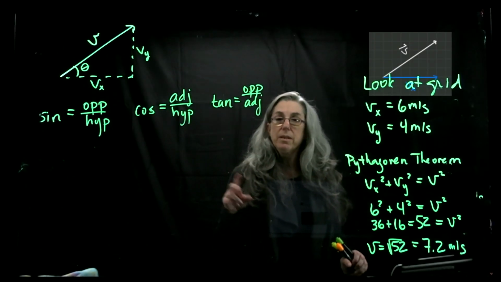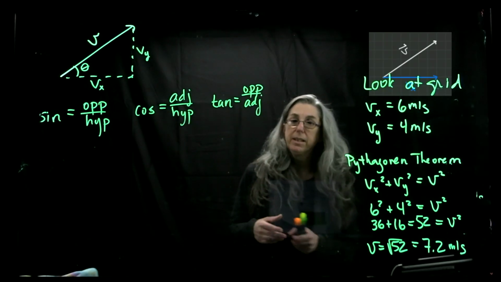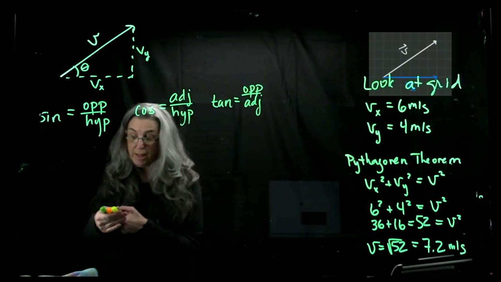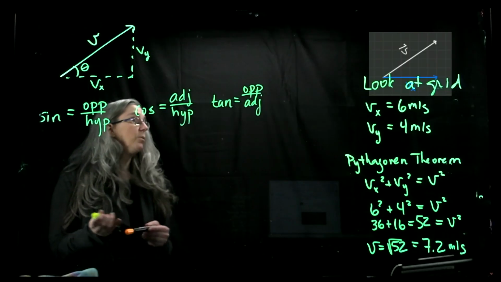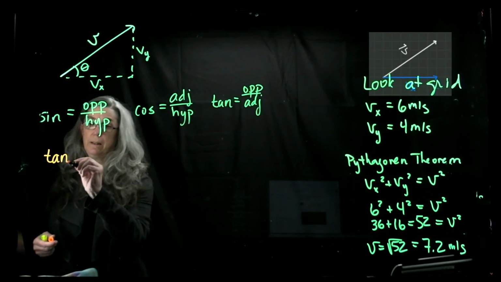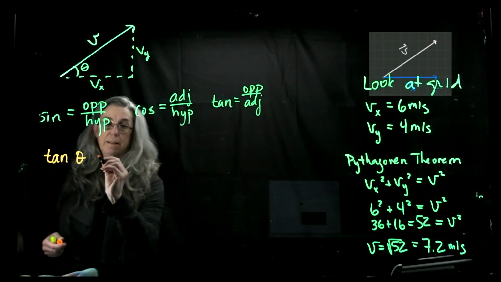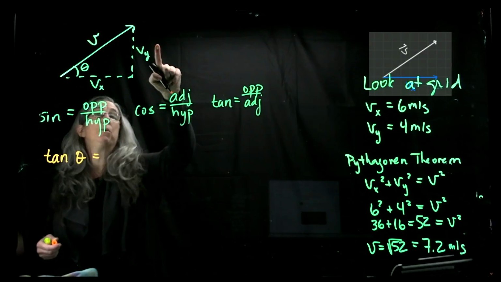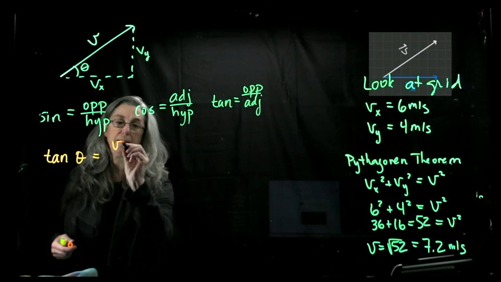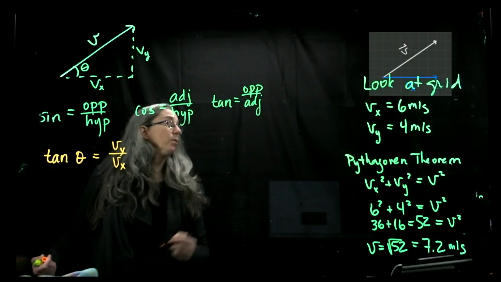So we use the cosine and the sine to find the x and the y components respectively. Now to get theta, since we were given the x and y, we can go back and use the tangent to find theta. The tangent is equal to the opposite over the adjacent. In this case, vy is the opposite and vx is the adjacent, so tangent is vy over vx.